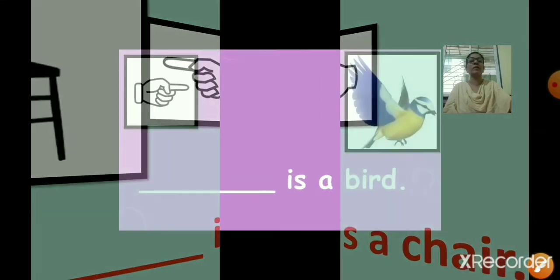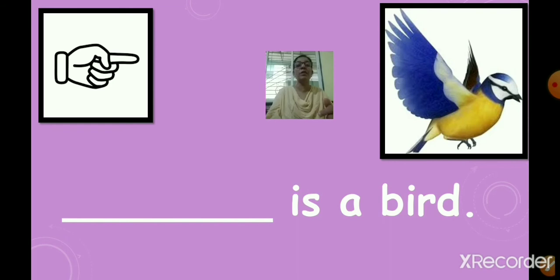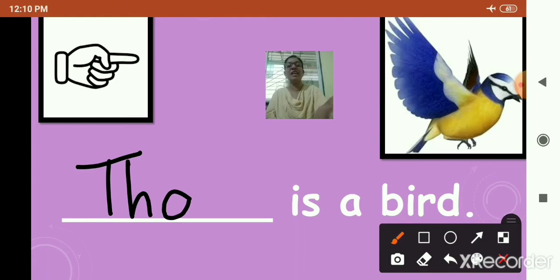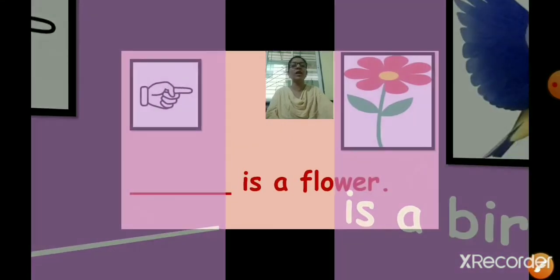Okay, next one. Now you can see the bird. Okay, now where is the bird? Is the bird near to you or is the bird far away from you? Yes, the bird is far away from you. So what will you use here? This or that? Yes, we'll use that. T-H-A-T. That. That is a bird. Okay? Very good. Now we'll go to the next one.